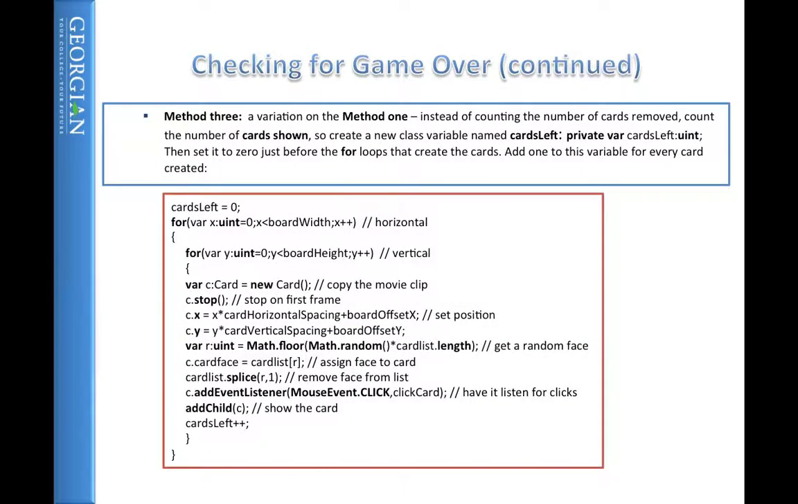Then there's method three. It's a variation of method one. Instead of counting the number of cards removed, count the number of cards shown. Okay, that's cool. So you create a new class variable named cardsLeft, as a private variable with a positive integer, and then you set it to 0 just before the for loops that create the cards, and then add 1 to this variable for every card that's created. So here it is right here. cardsLeft is equal to 0, right? And every time I create a card, I increment this cardsLeft variable, so it becomes 36 as an example.